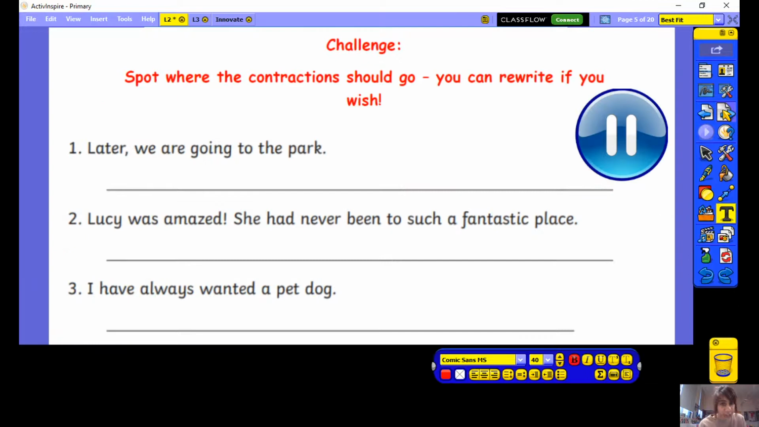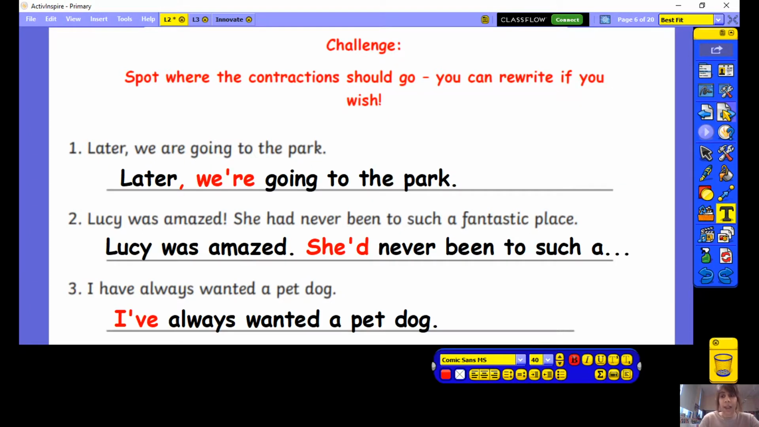And there is a challenge here, which is optional. So you can, if you would like, spot the contractions and rewrite the sentence with the contraction in. You don't have to do that if you don't want to, but that is there if you found the first two tasks of the do now easy. So press pause and have a go of that. Otherwise, you can continue with me. Those are the answers for those who did do the challenge. So again, press pause if you want to look at those. But again, if you want to carry on, just keep watching.